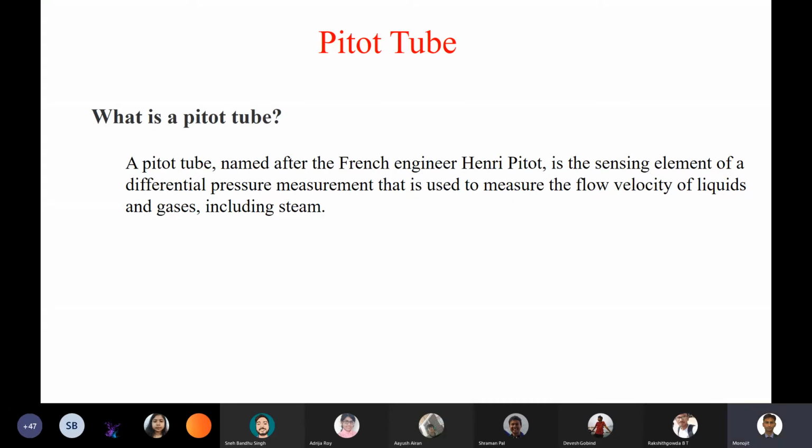This has nothing to do with the Pitot tube, but just for the sake of your knowledge. Any idea? Maybe we add losses to it. Yes, add losses to it, sure. But suppose you have a viscous flow and you have an inviscid flow. So what would be the difference in the flow profile?